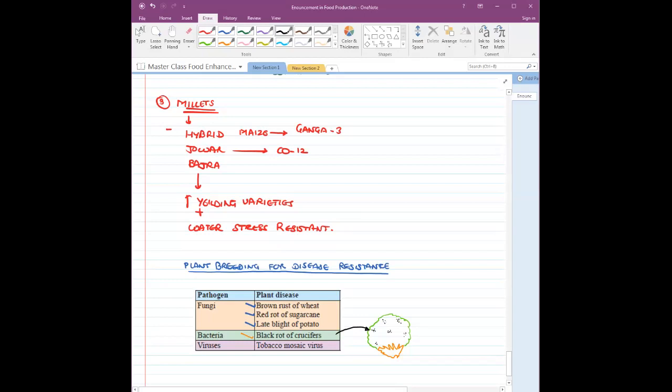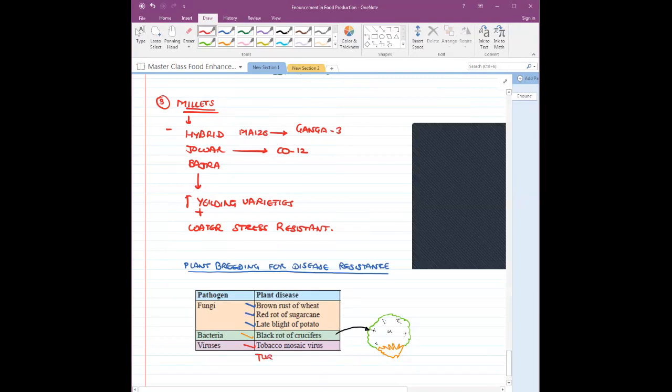In viruses, we have tobacco mosaic virus. This is the most famous one, guys. Okay, mosaic virus. What does it do? It causes yellowing of tobacco leaves. Okay, and then the tobacco leaves are going to be really, really bad. So that is tobacco mosaic virus.